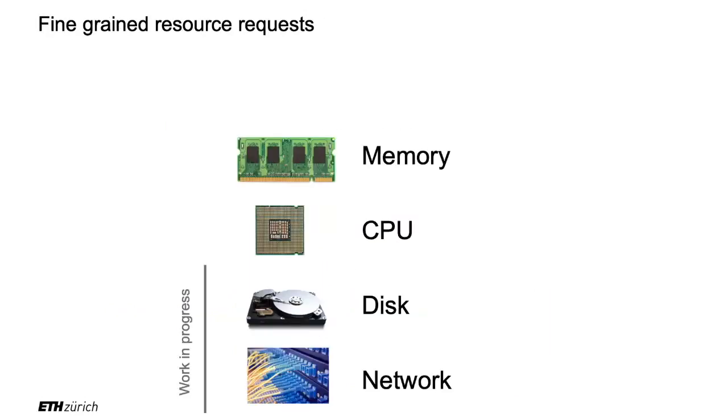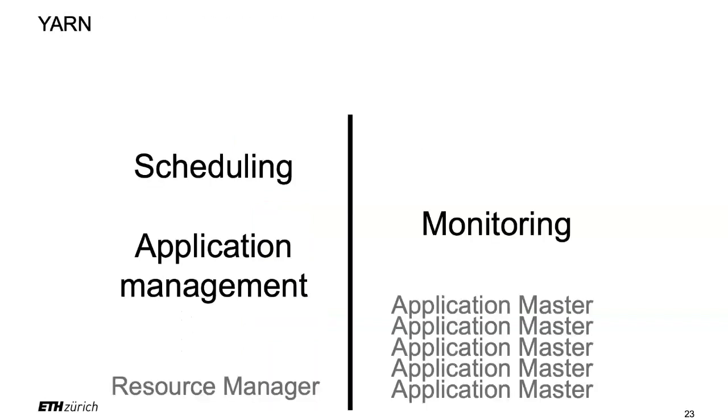So what are the resources we're talking about? Memory and CPU mainly. There is work in progress to also consider the disk usage and the network, but today it's more like memory and CPU are the two we really look at.